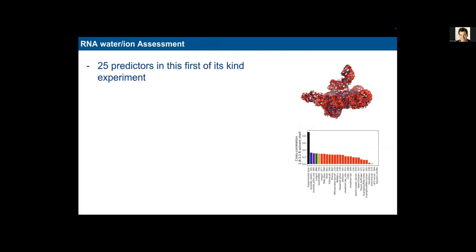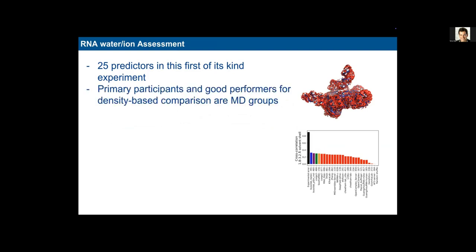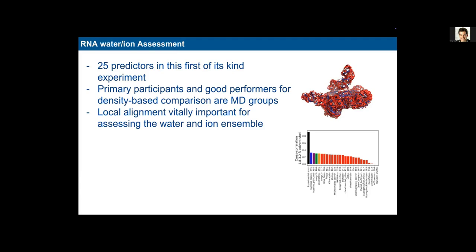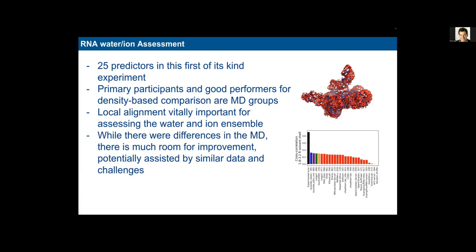So to quickly conclude, we were very surprised to get 25 predictors in this first of its kind experiment. The primary participants and the good performers, but that may be just because of the selection of teams we did have, all came from the MD groups. Local alignment was vitally important for assessing the water and ion ensemble. And while there were differences in the MD methods, there is much room for improvement, potentially assisted by similar data and blind challenges. The other thing to note is that there's plenty of information to be learned from this data and these predictions.